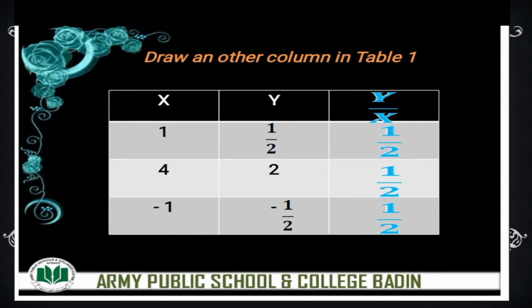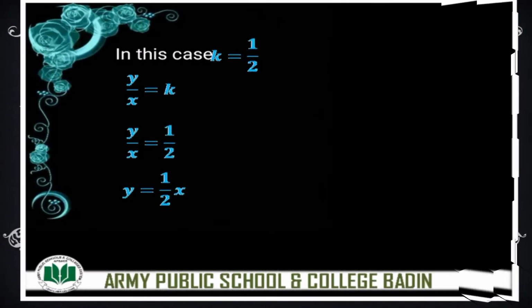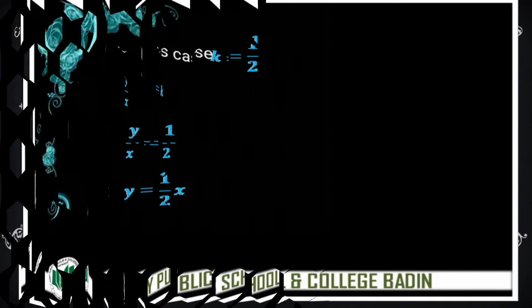And draw another column in the table. We can draw the column of the ratio y upon x. So the ratio is the same in all the column values. In this case, k is equal to 1 upon 2. If we put the value of k in the relation y upon x equal to k, then y upon x equals 1 upon 2, and y equals 1 upon 2 x. This is our final equation we can use to find the variable.